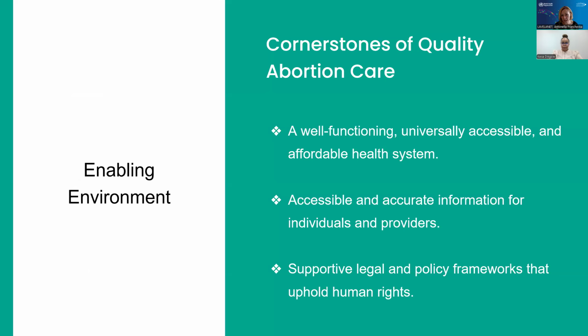It introduces core aspects such as dignity, equality, autonomy, non-discrimination, as well as the importance of upholding privacy, confidentiality, and informed voluntary decision-making. But it also speaks to a state or government's responsibility to ensure that services are available, accessible, acceptable, and of high quality. With respect to quality, the course, like the guideline, emphasizes the need for an enabling environment. That environment is built on three cornerstones: a well-functioning, universally accessible, and affordable health system, accessible and accurate information for individuals and providers, and a supportive legal and policy framework that upholds human rights. Next slide, please.